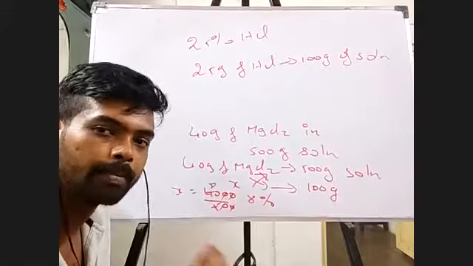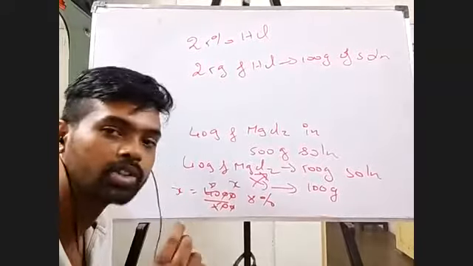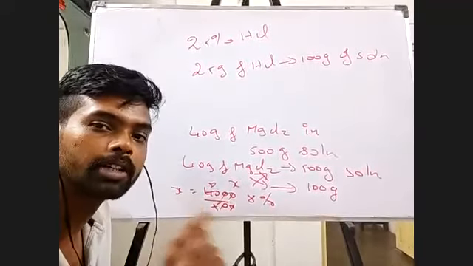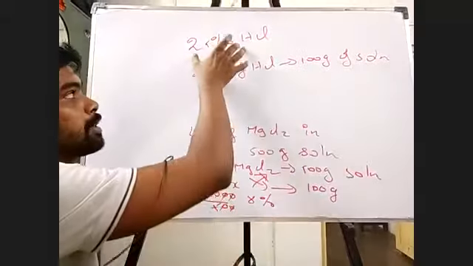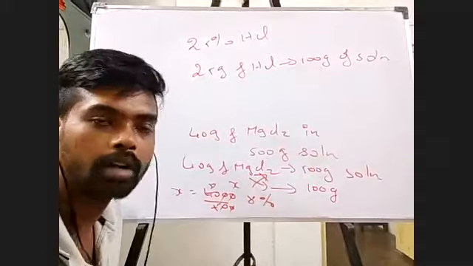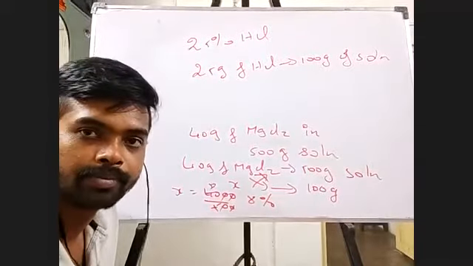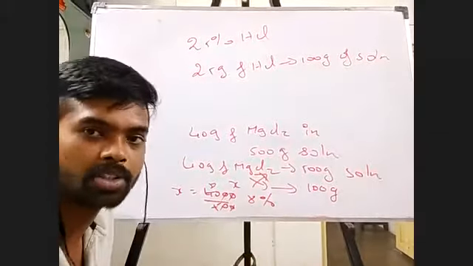Again, I repeat, if the information about the mass of solution is not given, assume that the total mass of the solution is 100 grams and take the mass percentage value as the mass of solute directly and start solving the problem. Understood? Okay, so that is about M by M percentage.